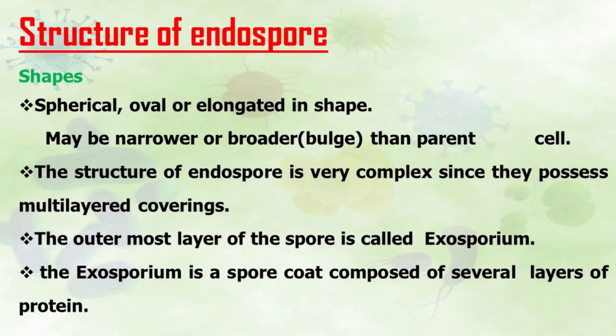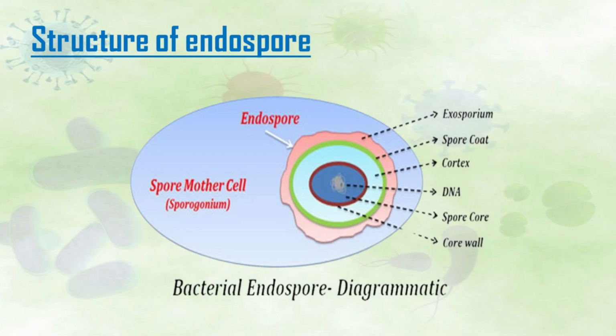Next one is structure of endospore. The shapes may be spherical, oval or elongated, and may be narrower or bulge wider than the parent cell. The structure of the endospore is very complex since it possesses multilayer coverings. The outermost layer of the spore is called the exosporium. The exosporium is the spore coat composed of several layers of protein subunits. This one is the structure of endospore: exosporium, spore coat, cortex, DNA, spore core, core wall.